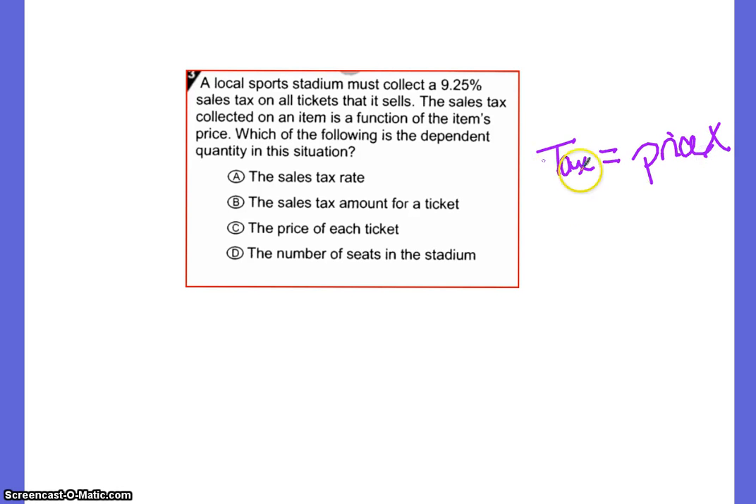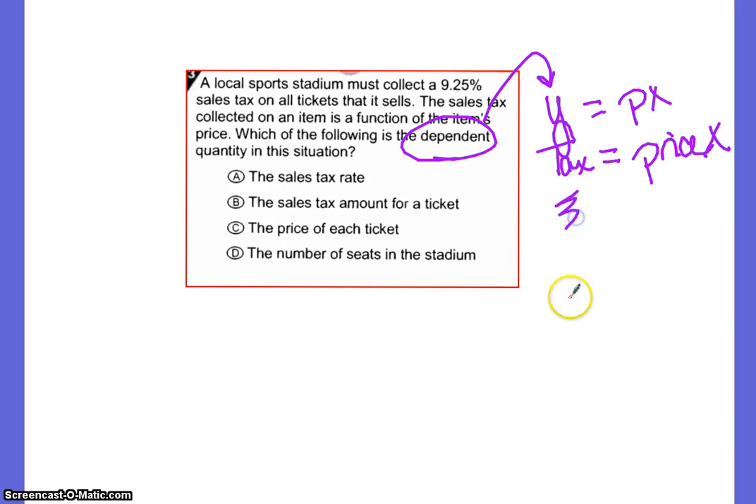Okay? What comes at the beginning is always your y is equal to f(x). So the dependent, we know, is what you're looking for. It's on the outside. It's your y, which in this instance is your tax. Not the tax rate, but the sales tax amount. Okay? Your tax rate is something different.